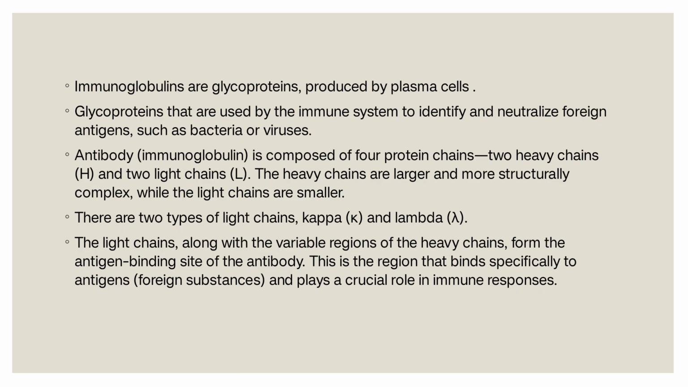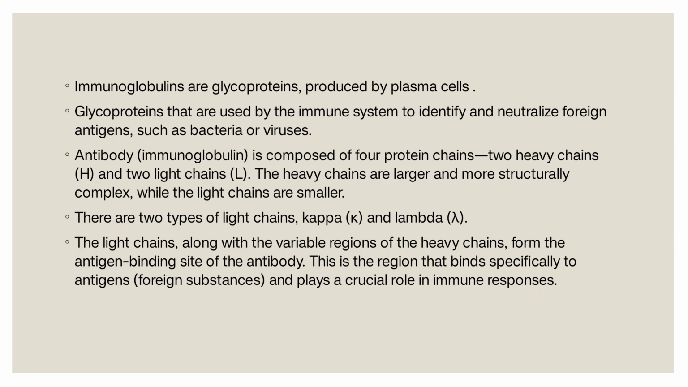Antibody or immunoglobulin is composed of four protein chains, that is, two heavy chains and two light chains. The heavy chains are larger and more structurally complex, while the light chains are smaller. So, in this video, we will see about light chains. There are two types of light chains, kappa and lambda.